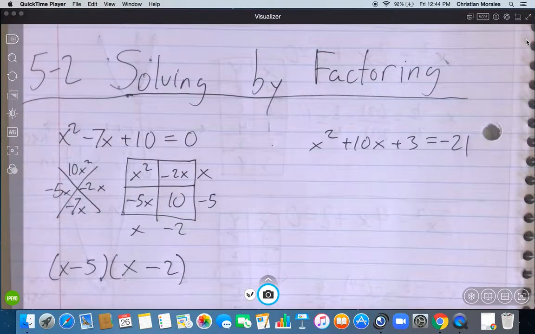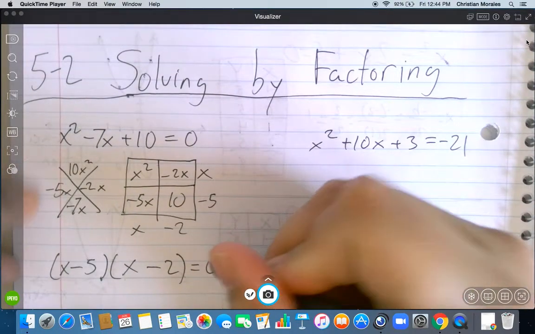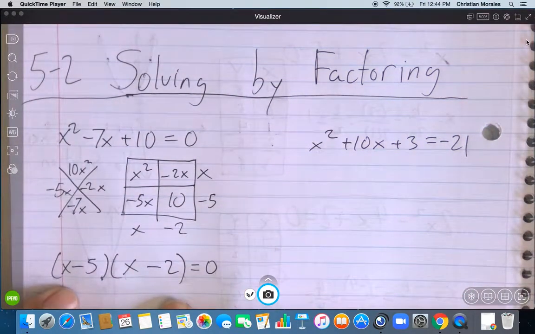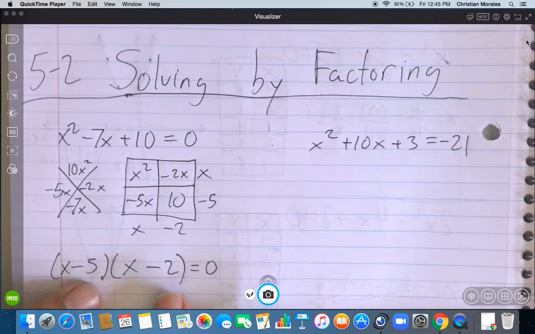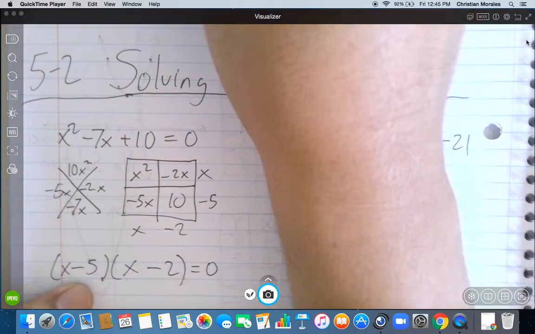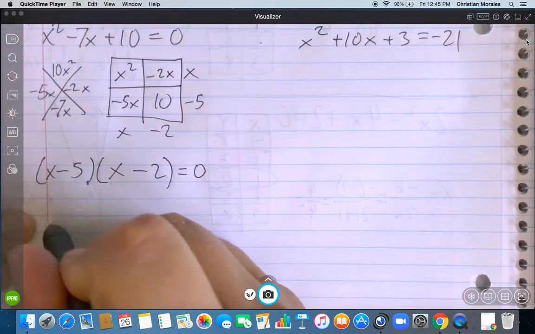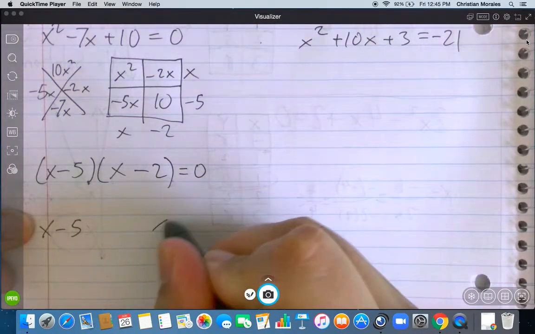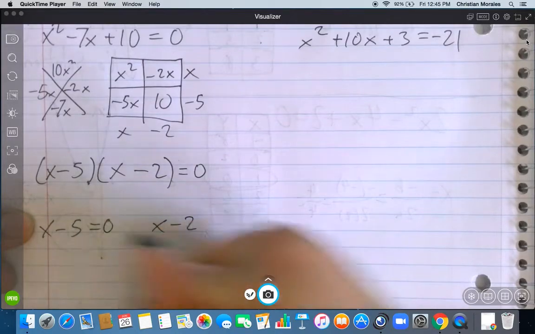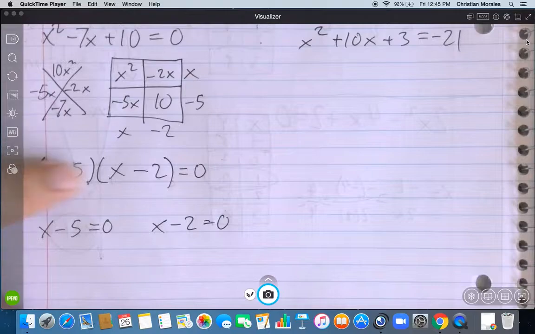Now that's where you would stop before, but now the problem was set equal to 0, which means if you multiply these two things together, you get 0. This is called the zero product rule. One of these things has to be 0. So if one of them is 0, you have to solve for both possibilities. So you set them both separately equal to 0. In that case, you get two answers. In case this one is 0, in case that one is 0.